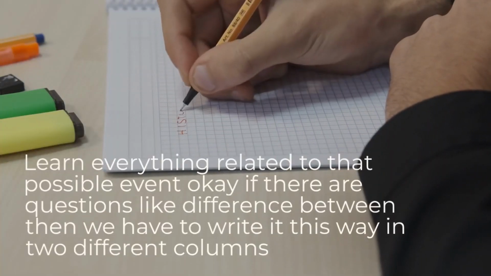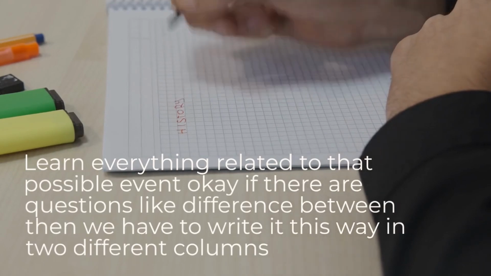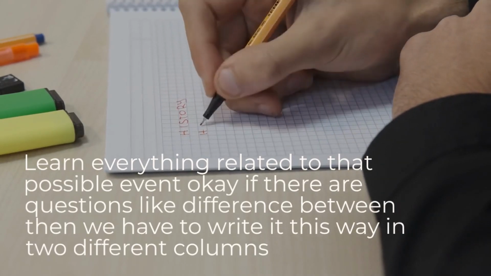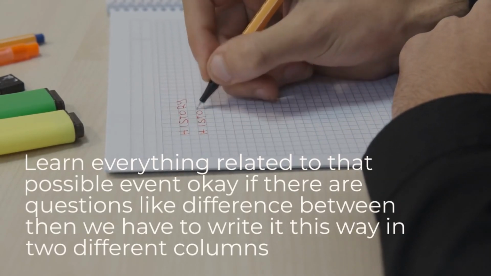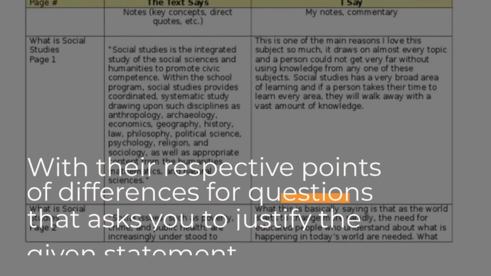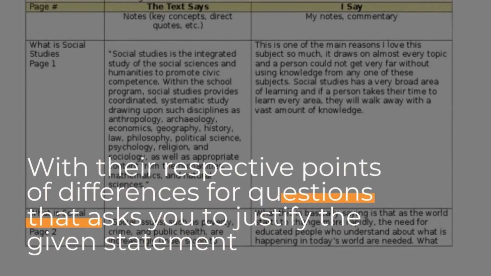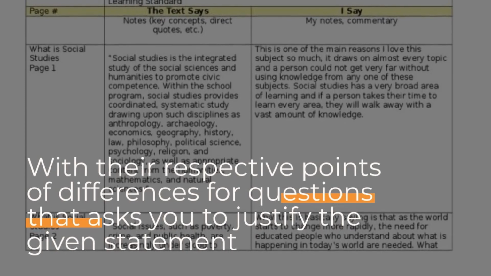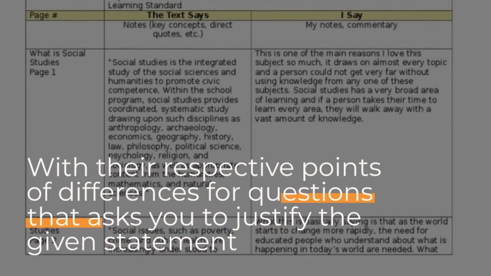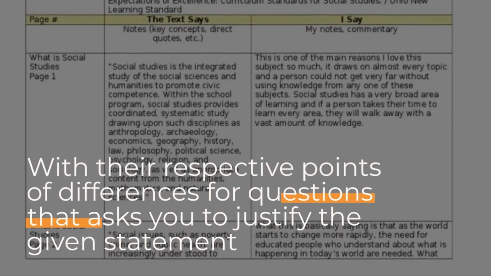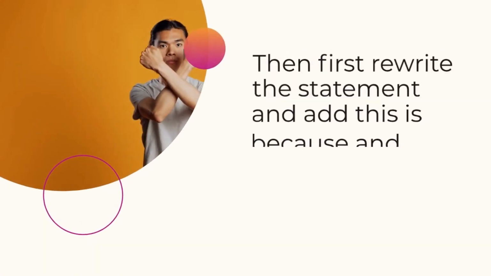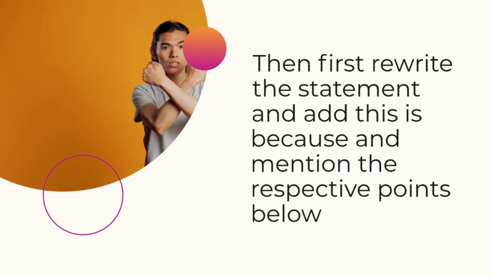If there are questions like difference between, then we have to write it in this way, in two different columns with their respective points of difference. For a question that asks you to justify the given statement, first rewrite the statement and add 'this is because' and mention the respective points below.